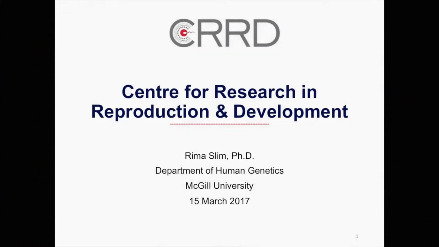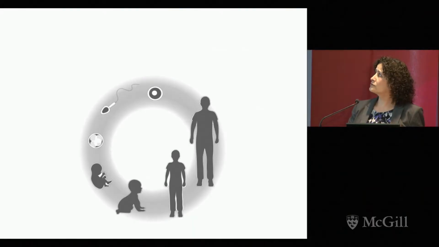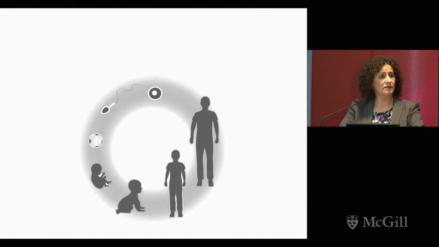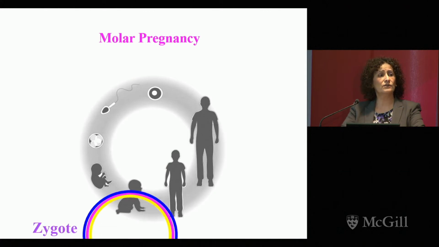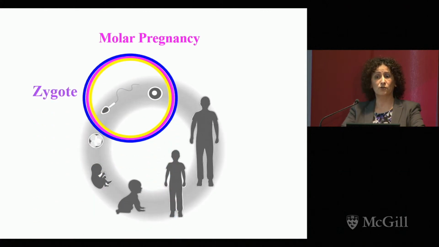I am Rima Slim, and my main appointment is in human genetics. As you know, diseases may manifest at any time in our life. For instance, Alzheimer's disease manifests late in adulthood. Autism manifests in childhood. The disease we work on is called molar pregnancy, and it affects the first cell that forms a human being, the zygote.